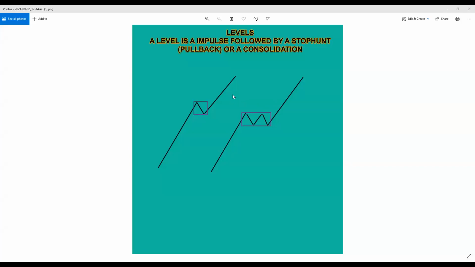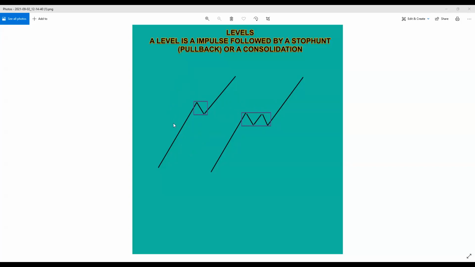So obviously sometimes we don't have a beautiful pattern either on the H1 or in between levels on the lower time frame. So the way I like to describe a level or a push is that it's an impulse followed by a stop hunt, which is a pullback, or a consolidation if the dealer holds that level for a little bit longer.